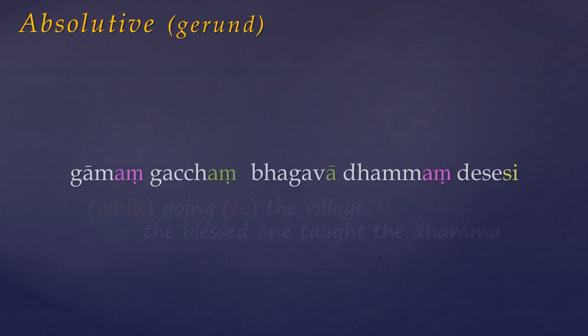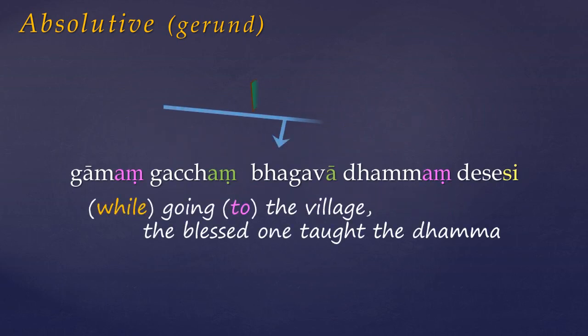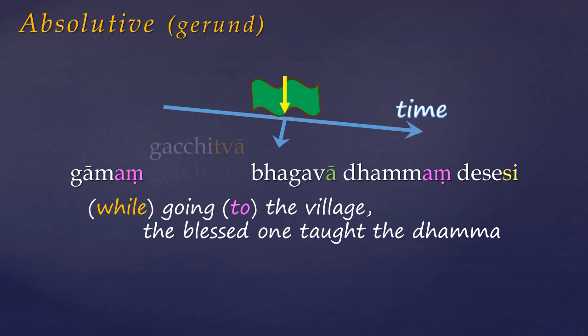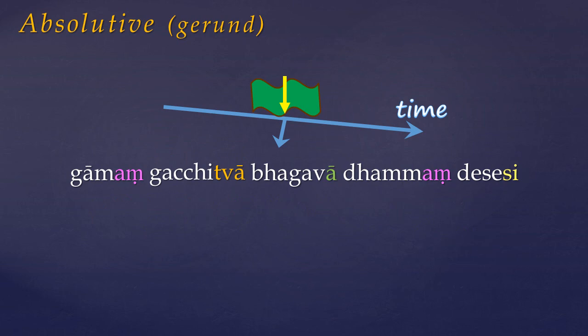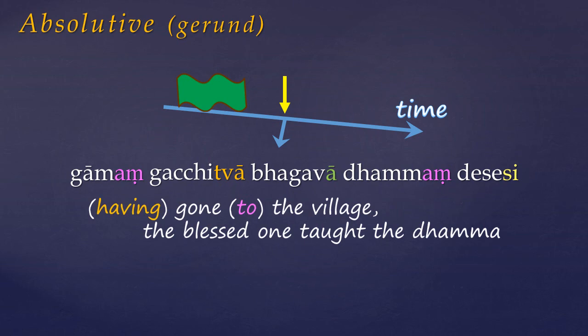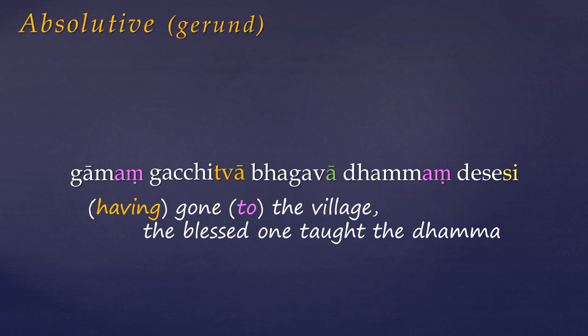Okay, now, whereas the present participle indicates an action that occurs alongside the main verb, the absolutive indicates an action that occurs before the main verb. And so in this case it's common to insert the word after or having, followed by a past participle. Having gone to the village, the Blessed One taught the Dharma.